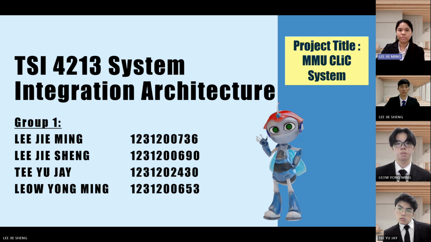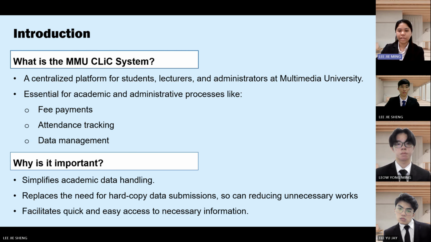Let's start with introducing ourselves. I'm the group 1 leader. My name is Li Jieming. My name is Li Jisheng. My name is TVJ. And my name is Liao Yongming. All right, let's start with the first introduction for our project. Let's welcome Mr. TJ to discuss the introduction part.